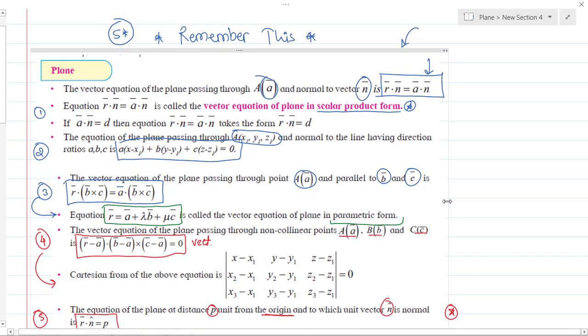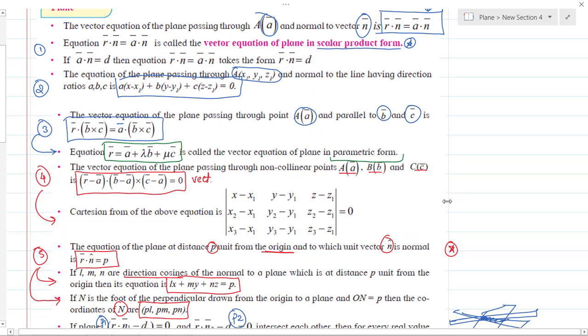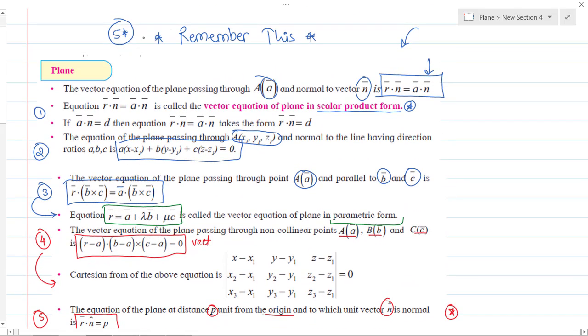So now we will stop here and we will see how to use this concept, or remember this section, while solving the questions from the miscellaneous exercise or any exercises.